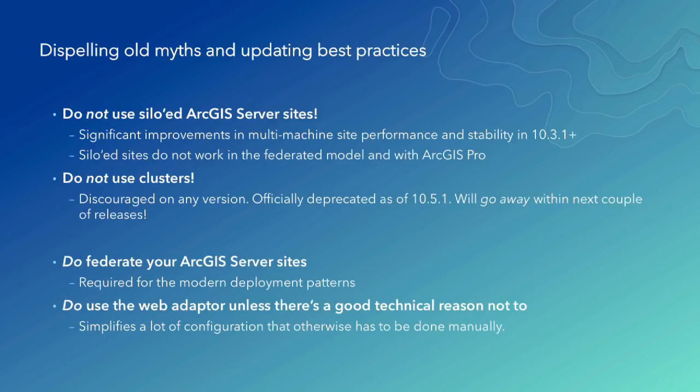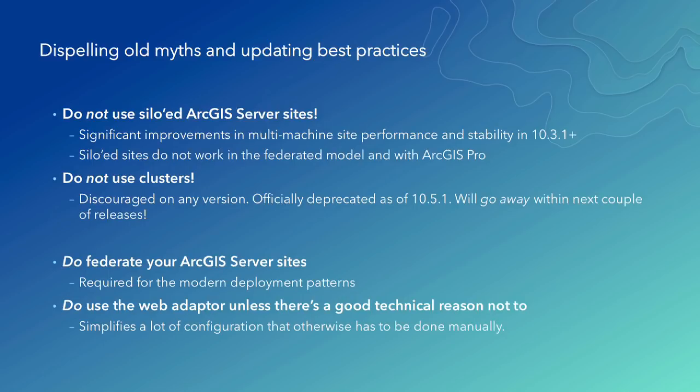And besides being a hypothetical, well, that's nice, but I know what I'm doing, Philip. You're missing out on ArcGIS Pro publishing, as an example. You're missing out on all kinds of new functionality that depends on the federated model. Second one, do not use clusters anymore. How many of you have multi-machine sites where you've used clusters to split the site into multiple parts?